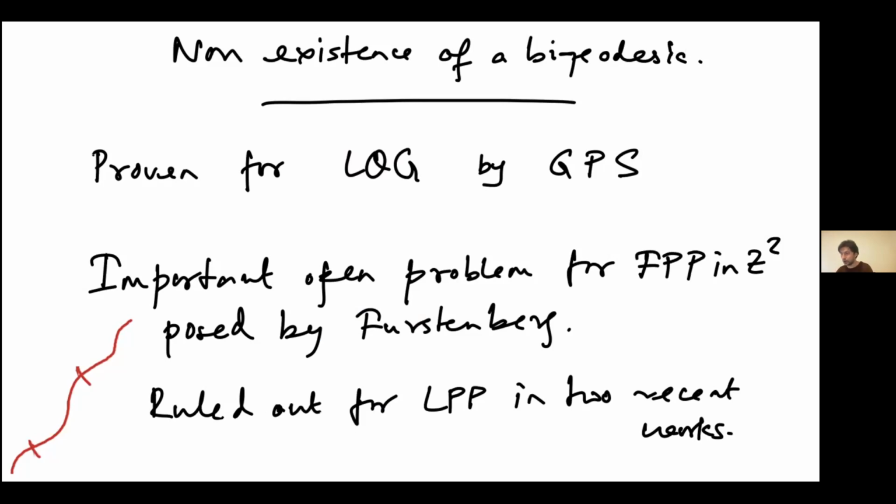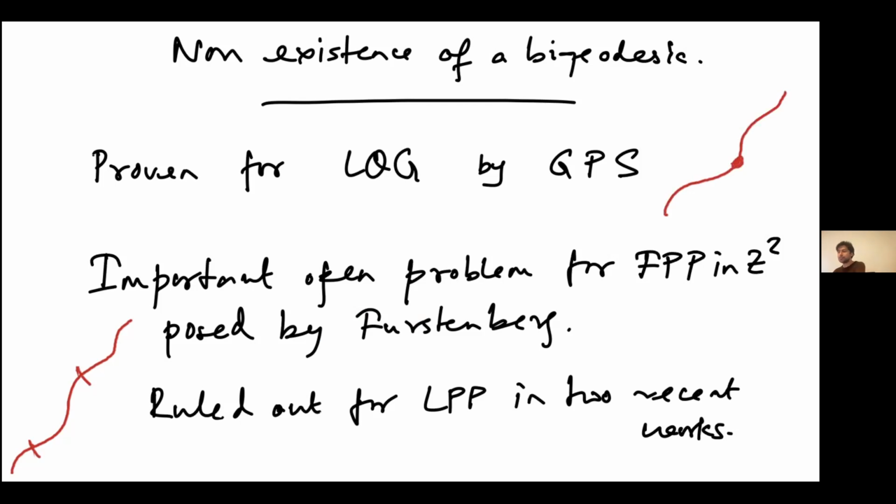And it's currently open for FPP in Z2. This was originally posed by Furstenberg. Very recently, it has been ruled out for LPP by two groups of authors, one being Basu, Hoffman, and Sly, and the other one being Timo Seppäläinen, and I don't remember the other authors, unfortunately. But for LQG, it has been ruled out that you have any bi-infinite path passing through the origin which is a geodesic.